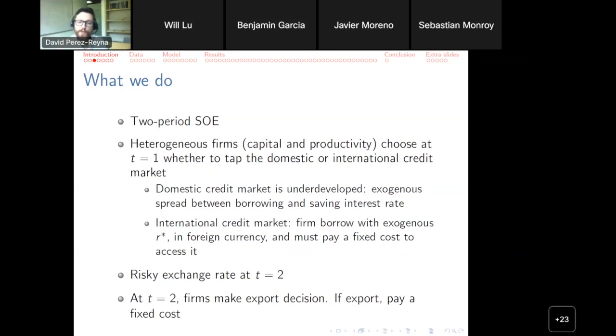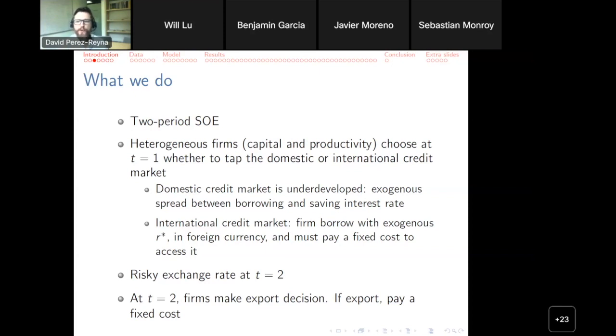They could tap the domestic credit market, but we're going to assume that the domestic credit market is underdeveloped. Our definition of underdevelopment is going to be that there's an exogenous spread between the borrowing and the saving interest rate. Or firms could also tap the international credit market. If they tap the international credit market, they're going to be facing an exogenous interest rate, but this loan is going to be in foreign currency. And also to access this market, they have to pay a fixed cost.